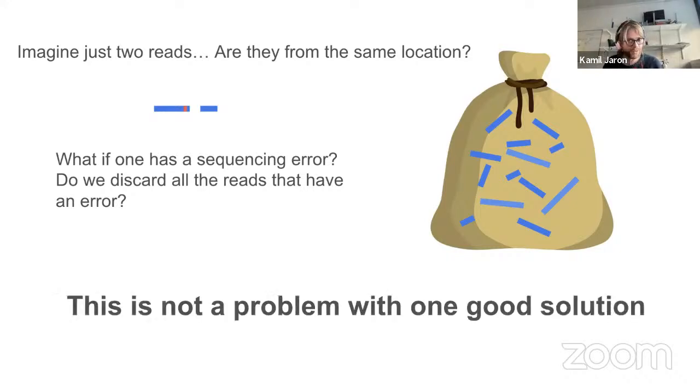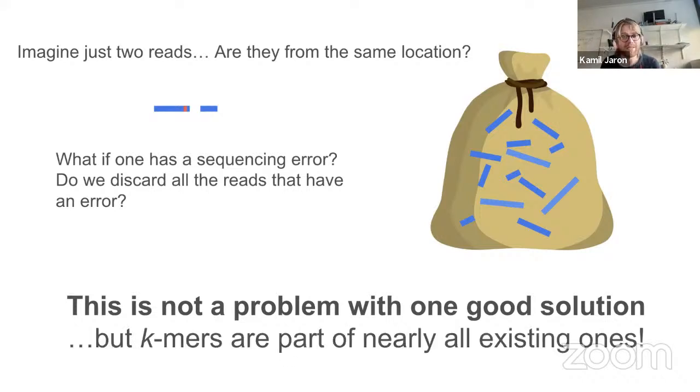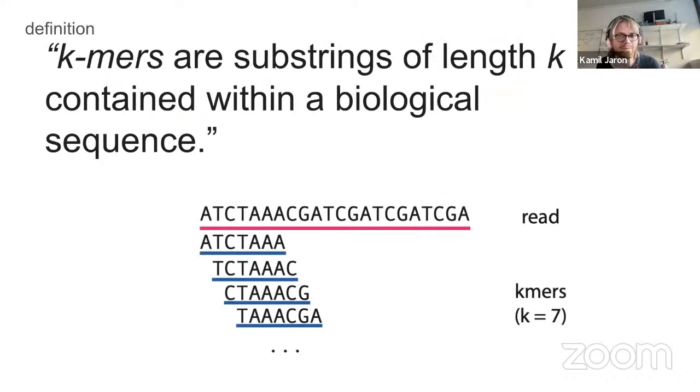So, full disclaimer, this is not a problem that doesn't have a good solution, or an obvious one, or one good solution. But the funny part is that every single solution that exists actually does internally use k-mers in one form or the other. So although you might feel like you are aligning reads, you're not. Actually, what's happening inside quite often boils down to k-mers. So what are k-mers?